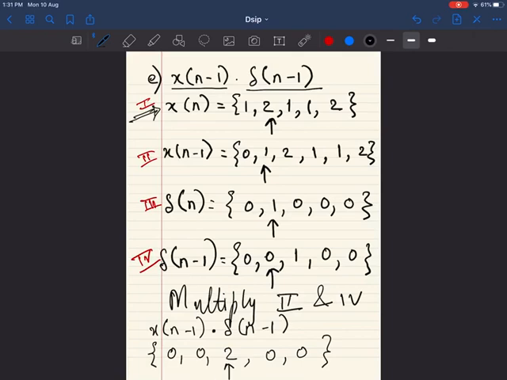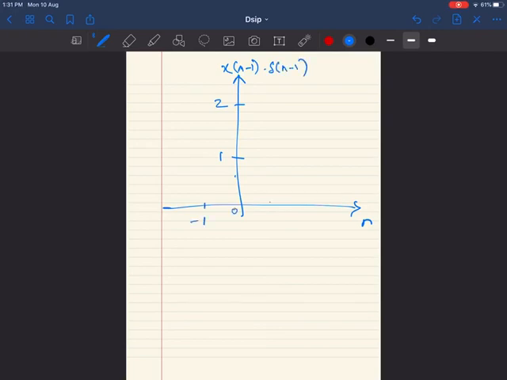Now we have to draw the modified graph of the final answer. This is nothing but x of n minus 1 into delta of n minus 1. This is minus 1, this is 0, 1, 2, 3, 4. At minus 1, the answer was 0. At the origin it was 0. At 1 it's 2. At 2 it's 0. At 3 it's 0. At 4 it's 0, and so on. So this is my final signal.